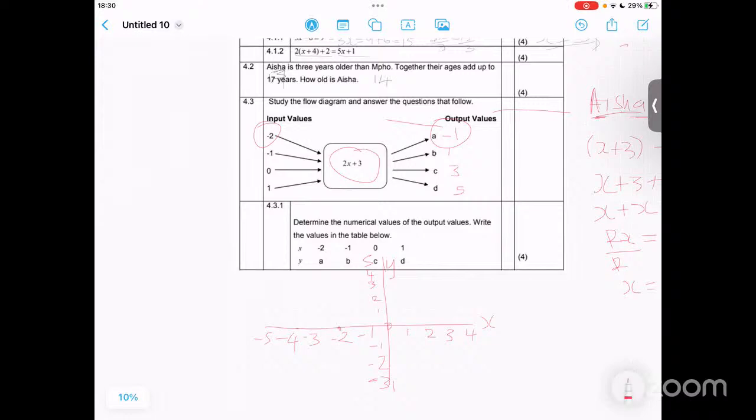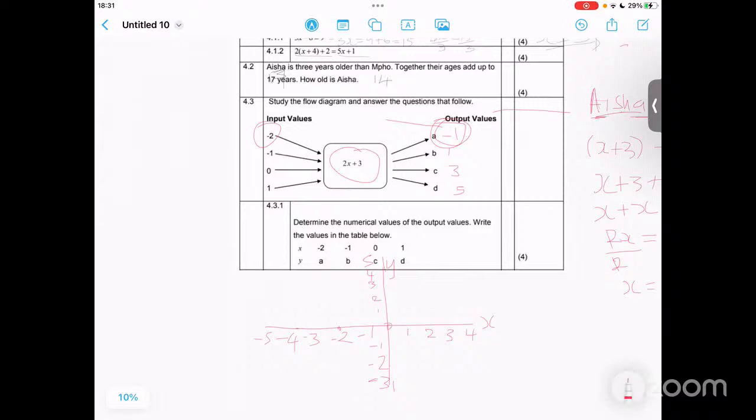Mangaliso, are you still there? Yes, ma'am. You say it doesn't have a value, so you see we calculated for the output values. Oh, sorry, ma'am. So it's going to be -2, and then -1 on the y-axis.